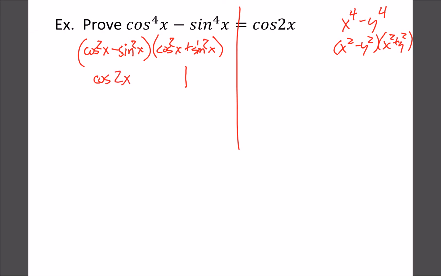And that's it. You can see we're pretty much done. So we have cos 2x times 1, or just cos 2x. And our other side of the equals sign was cos 2x. So once we factored it and then used our identities, it was pretty easy after that.